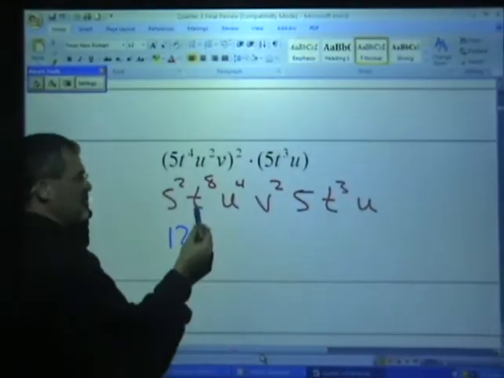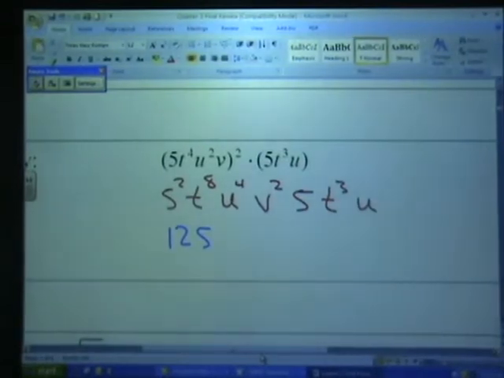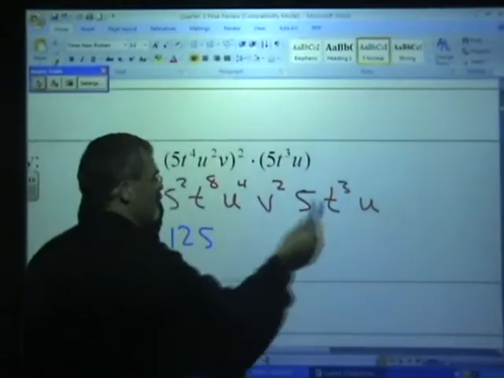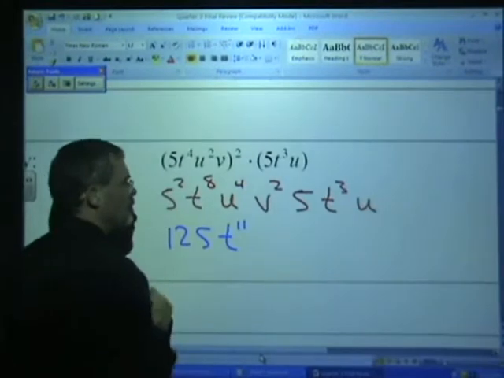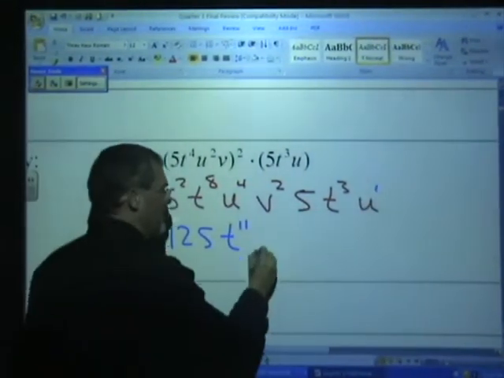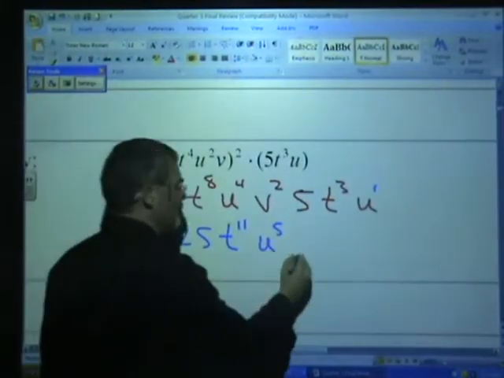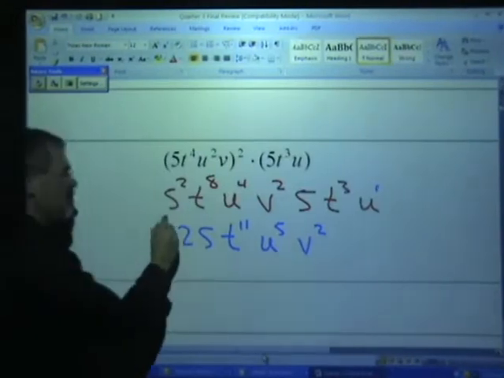Now, what about t? Well, here's another t over here. So what's t to the 8th times t to the 3rd? Be careful. When we multiply powers, we add the exponents. So t to the 8th times t to the 3rd is 8 plus 3, t to the 11th. Okay? Now you try. What's u to the 4th times u to the 1st? Right, u to the 5th. Okay? How about v? It's all by itself. There's no other v's over here, so it's just v squared. Okay? And that's everything.